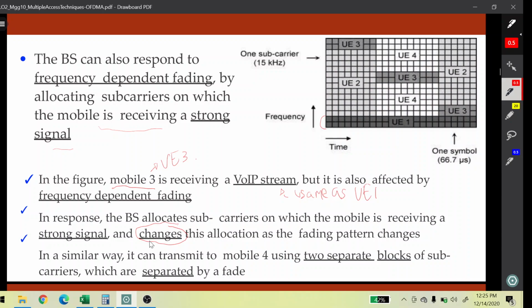Now, rather than blocking all of this period in one particular subcarrier, like UE1, we could divide UE3 into different subcarriers. So in this period, it is using this subcarrier over here. And in the second period, because there is a UE4 utilizing this resource block, we put UE3 in another subcarrier over here. In the third period, we allocate a different subcarrier over here, and so on until the communication ends for mobile 3.